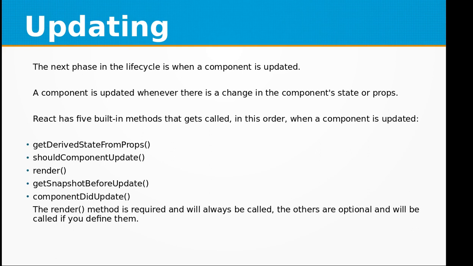The next phase in the life cycle is when a component is updated. It is called updating. A component is updated whenever there is a change in the component state or props. React has 5 built-in methods that get called in this order when a component is updated. The first one is getDerivedStateFromProps. Second one is shouldComponentUpdate. Then we have the render function as usual, and then there is getSnapshotBeforeUpdate, and at the end we have componentDidUpdate.